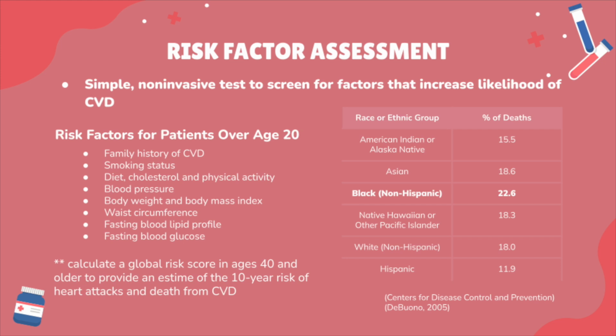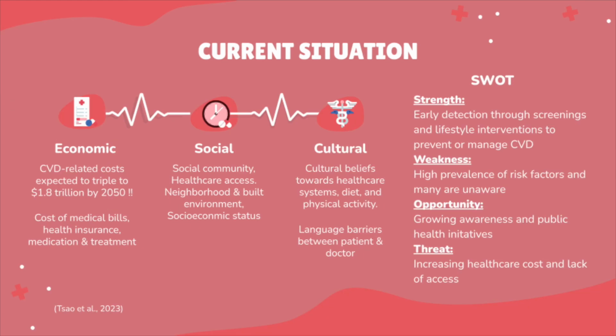On the right, you'll see data from the CDC showing the percentage of deaths caused by CVD by race and ethnicity. Non-Hispanic Black adults have the highest rate of cardiovascular disease and related mortality in the United States. To properly address CVD and design a solution, we must look at the economic, social, and cultural factors. For economic, the American Heart Association wrote that CVD-related costs are expected to triple to $1.8 trillion by 2050.